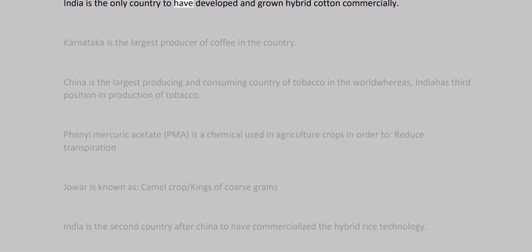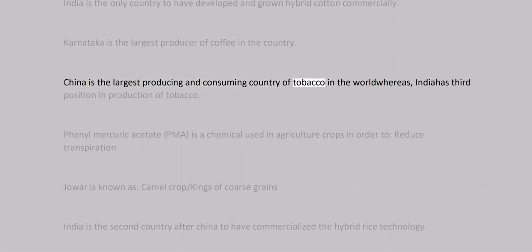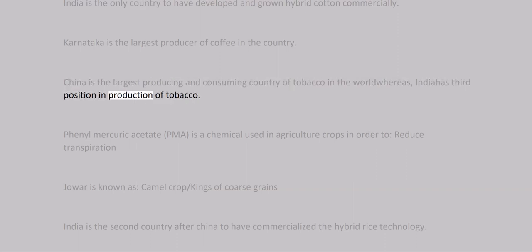India is the only country to have developed and grown hybrid cotton commercially. Karnataka is the largest producer of coffee in the country. China is the largest producing and consuming country of tobacco in the world, whereas India has third position in production of tobacco. Phenylmercuric acetate, PMA, is a chemical used in agriculture crops in order to reduce transpiration.